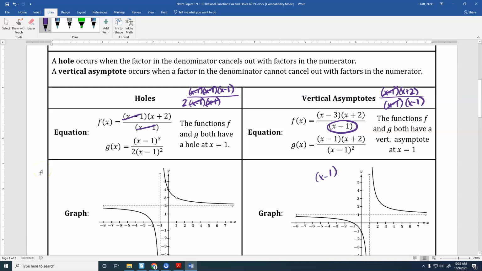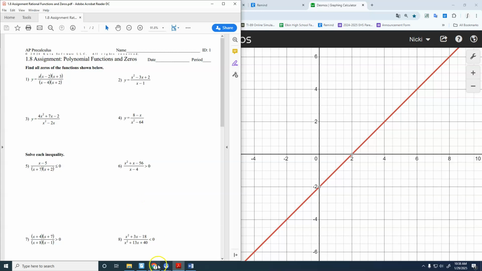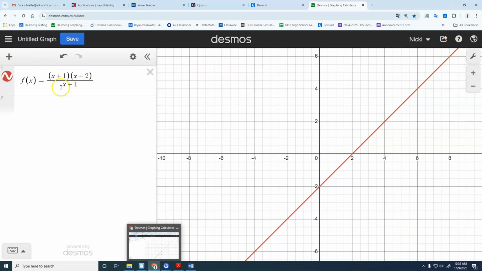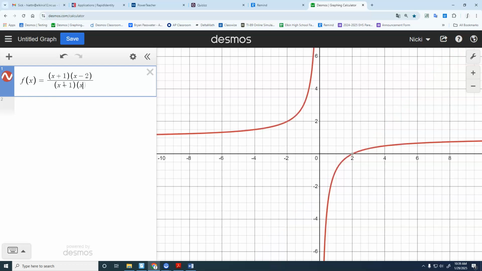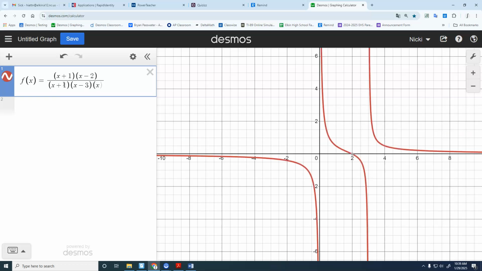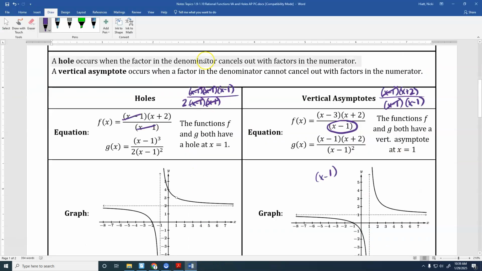What if there are two left on the bottom? You can have more than one vertical asymptote, so technically you could have infinite. As far as the graph goes, let me put this up here. This one just has a hole, but let's say there was an x minus 3 and an x plus 5 here. You'll get two places where you have vertical asymptotes. And there could be 3 or 4 or 5. It just gets pretty complicated. We're not going to see it as often.